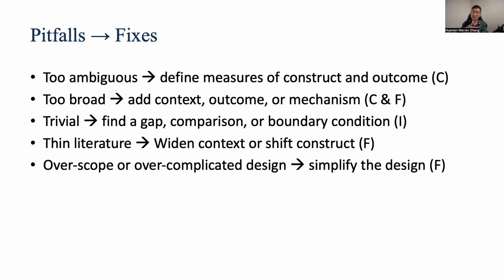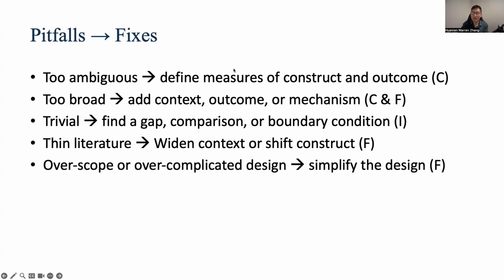And if you are writing a literature review, sometimes you may find that you are not able to find the corresponding papers related to your research question. So in that case, what you need to do is to widen the context or shift construct so that you are able to identify more papers to be reviewed. It will also to have overscope or overcomplicated design. In this case, you want to simplify the design so that it's feasible to be implemented as a term paper.